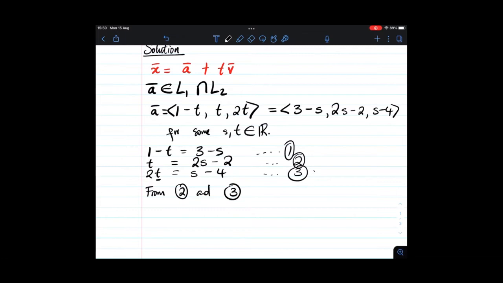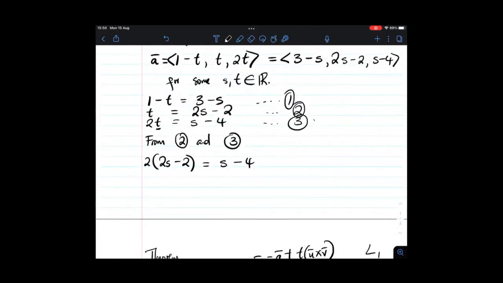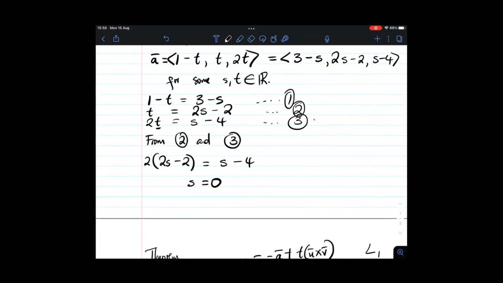So I'm going to have 2 times 2s minus 2, which is equal to s minus 4. And from there, I can simplify. I'm not going to do the calculation. It will be 4s minus 4 is equal to s minus 4. So therefore, 3s is equal to 0. So therefore, we get that s is equal to 0. And if I use my second equation, so from 2, I can then say that t is equal to minus 2, right? Because t will be equal to 2 times 0 minus 2, which is minus 2.